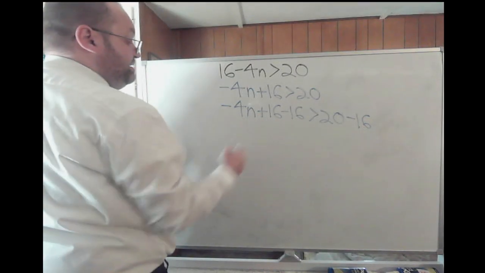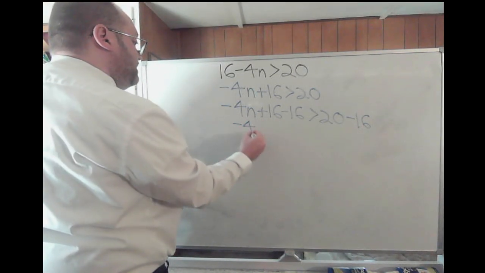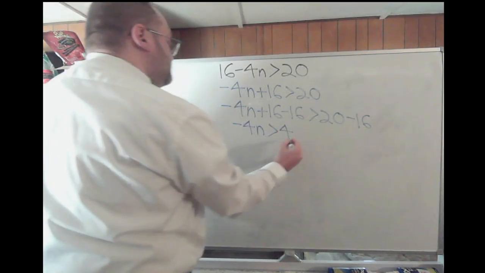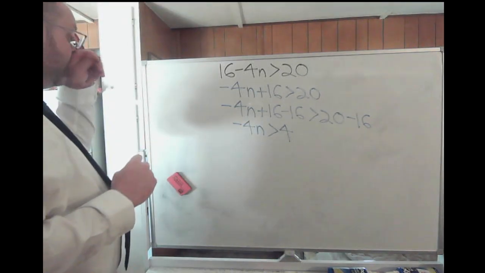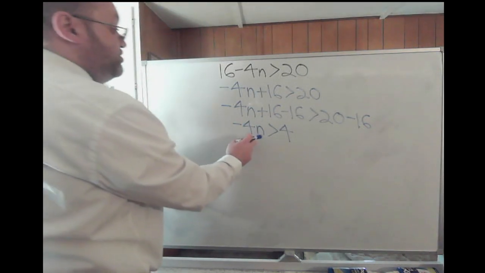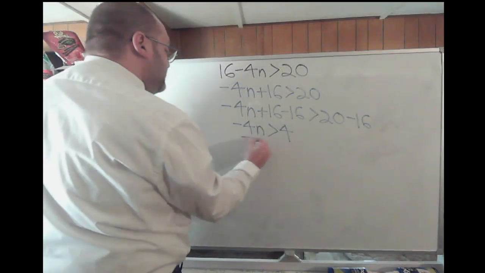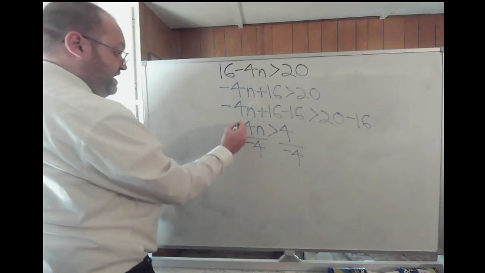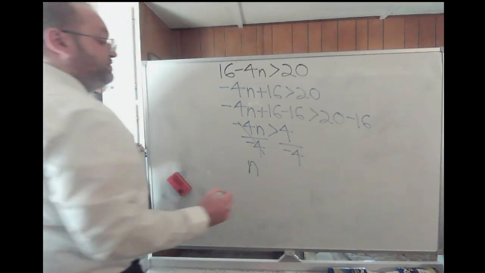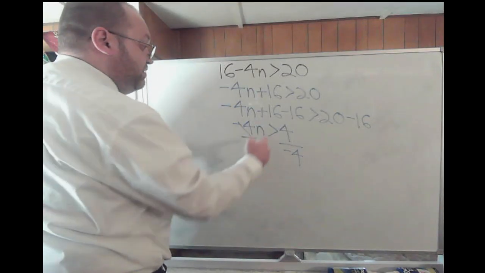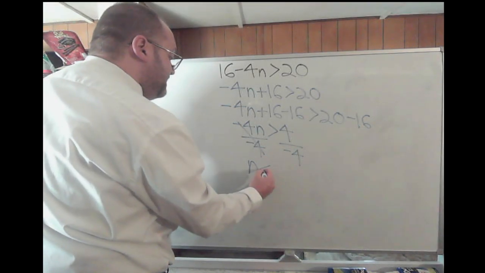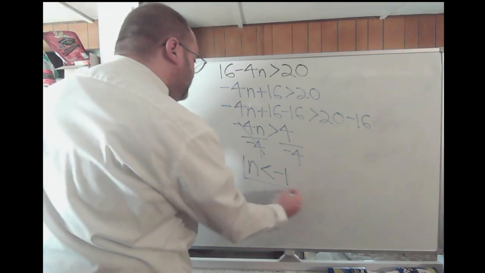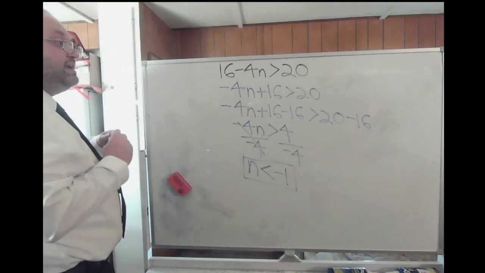Well, on the left side, 16 minus 16 is 0. You just have negative 4n. That'd be greater than that 20 minus 16. Well, that's 4. So now you got negative 4n is greater than 4. Well, we got negative 4n. We want to just get n. So you got to divide both sides by negative 4. On the left side, the negative 4's will cancel out. You're just left with n. But since you've divided this inequality by a negative number, it flips that greater than sign into a less than sign. And then you'll have 4 divided by negative 4. That's negative 1. So the answer you would get is n is less than negative 1.